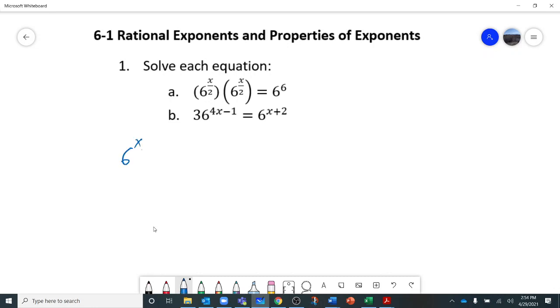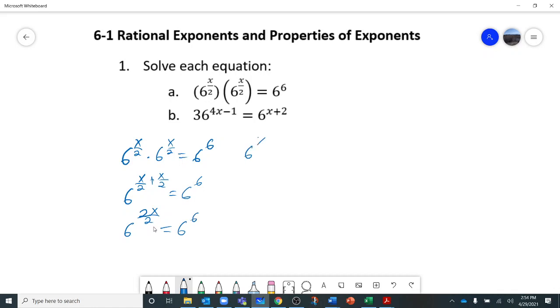6 to the x over 2 times 6 to the x over 2 is equal to 6 to the 6th power. We have the same base, and we're multiplying. That means we add our exponents. So that means we have 6 to the x over 2 plus x over 2 equals 6 to the 6th. X over 2 plus x over 2 is 2x over 2. 2x over 2 equals 6 to the 6th. And 2x divided by 2 is just x.